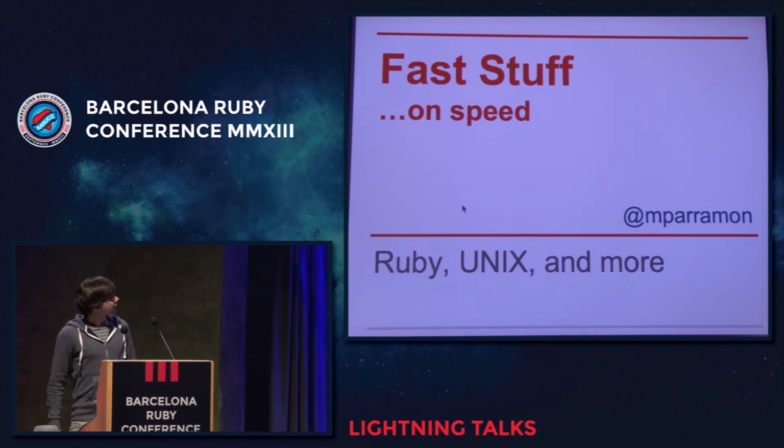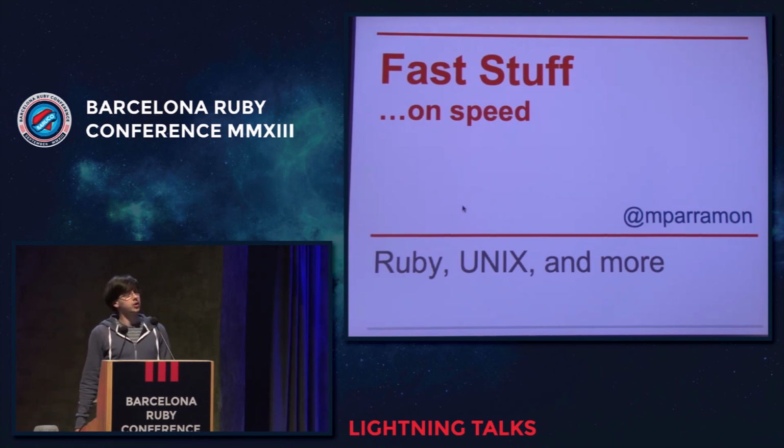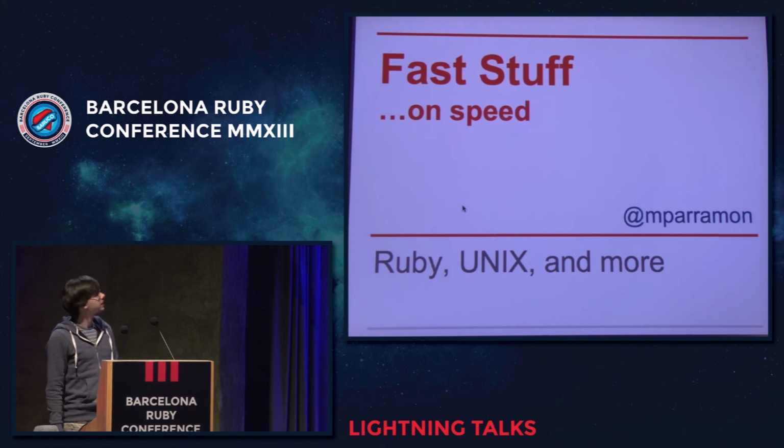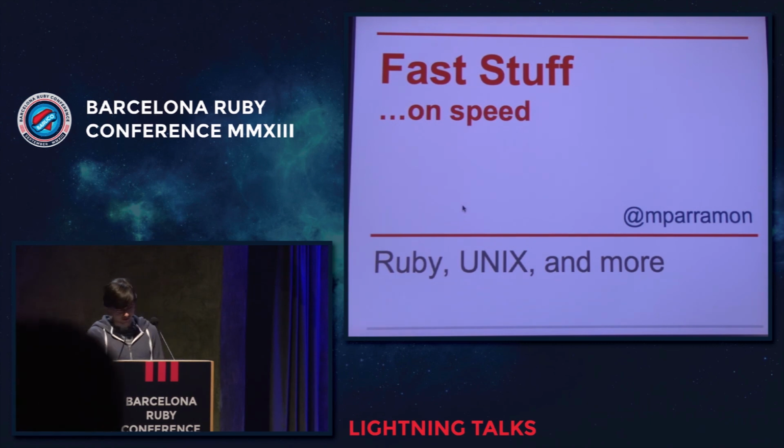Oh, yeah. So, this is my presentation. I'm Miguel Paramon. I work at Xing in Hamburg. I did this one first at Rails Camp like 2 months ago, and that was 20 minutes, and that was called Fast Tough. And right now I have to do it fast, so it's on speed. Okay, so let's go. It's 20 slides, 20 seconds.